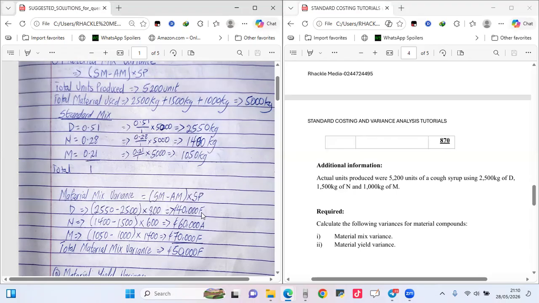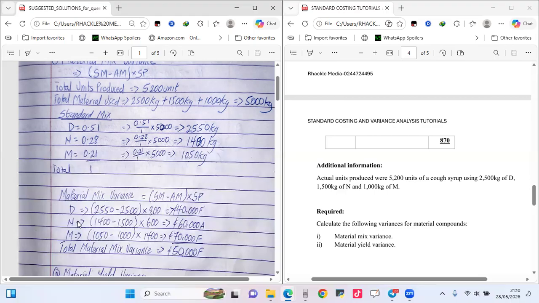40,000 favorable. Why is it favorable? It is favorable because for the actual mix, we use 2,500, but standard mix should have been 2,550, meaning the standard mix is more than the actual mix. And you see, this is in terms of cost. Material is for cost. So anywhere where for cost, wherever actual is less than standard, it's favorable. But when it is the other way around, it is adverse or it is not favorable, right?